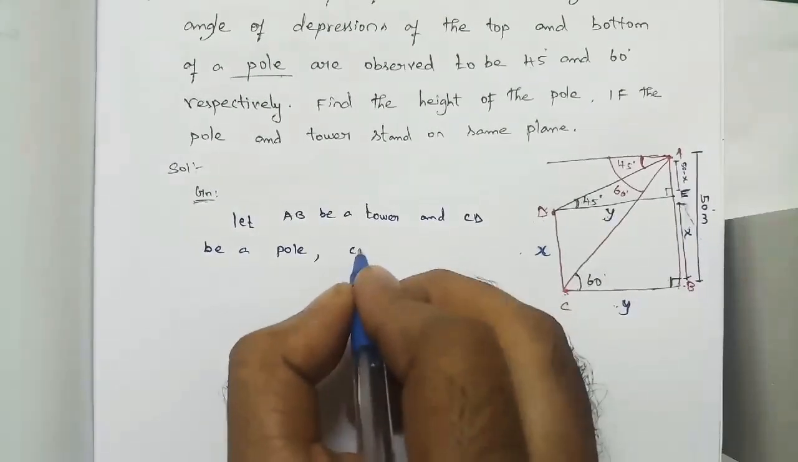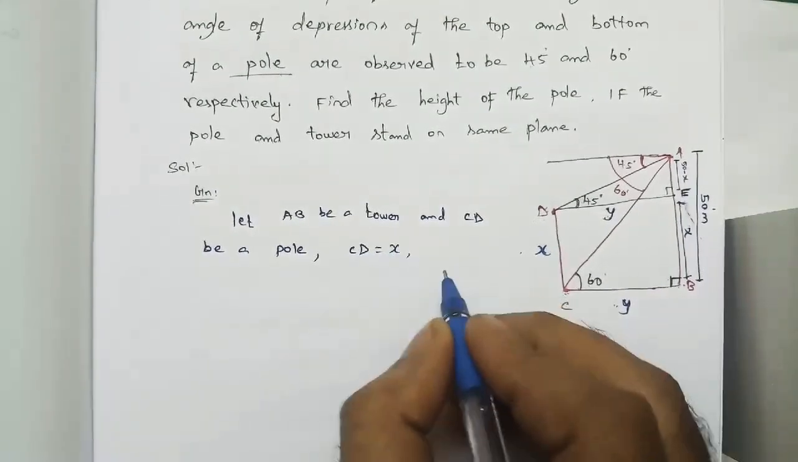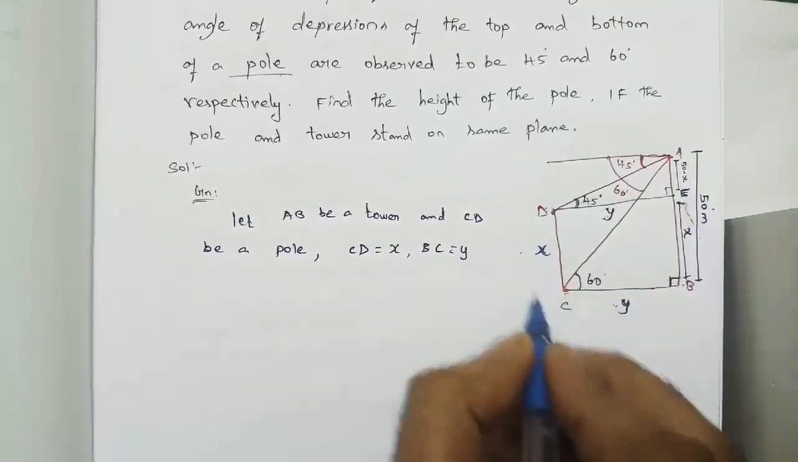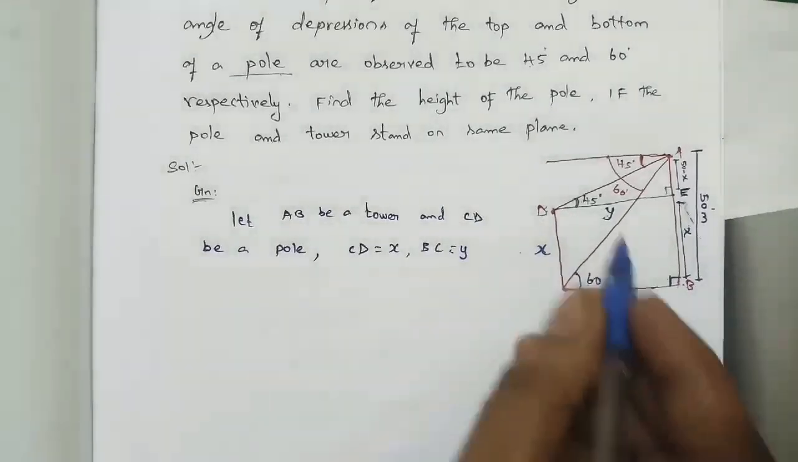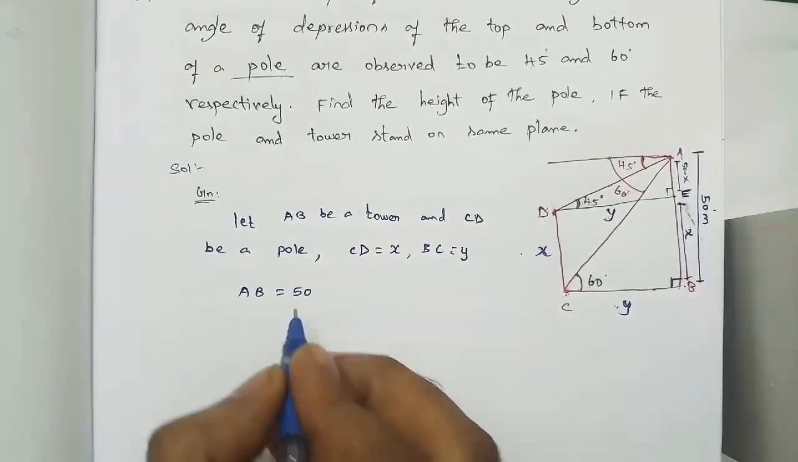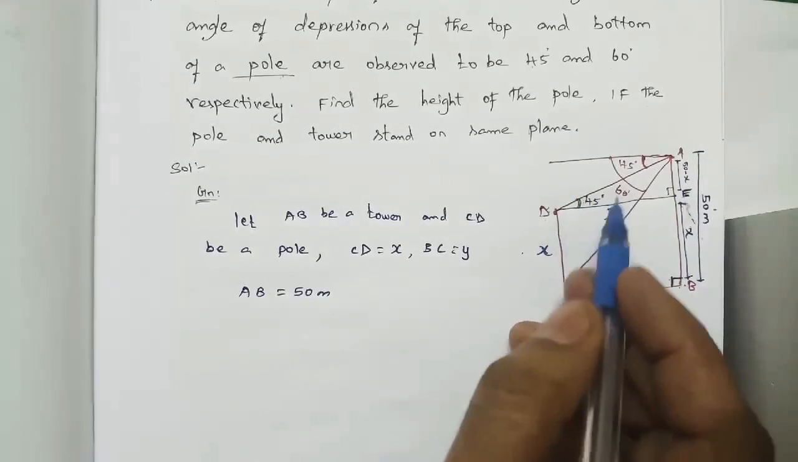So CD is equal to x and BC is equal to y. And what are the givens we are having? AB is equal to 50 meters, and we are having two angles.